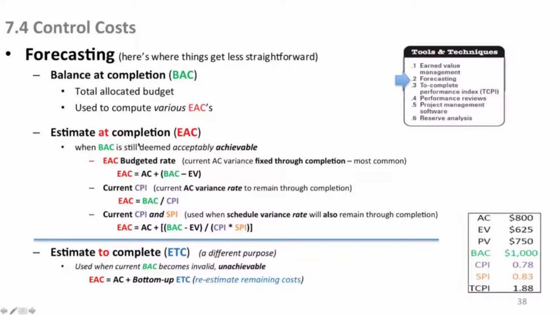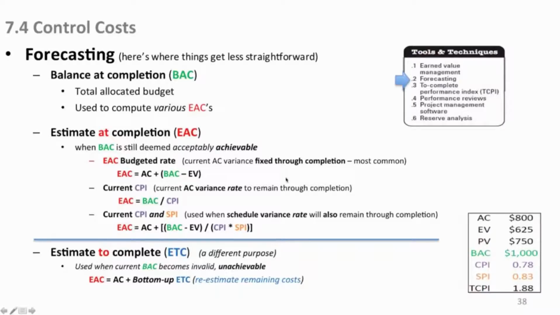Estimate at completion, this is when you still feel you can meet your budget at completion, still achievable. So you have options here, options to calculate the estimate at completion. You can say, my estimate at completion at the budgeted rate, at the rate we're doing right now, that's your current actual cost variance is fixed. Okay, we've had an actual cost variance, but okay, that's done. We're not going to have a problem again, so it's fixed through completion. This is the most common.